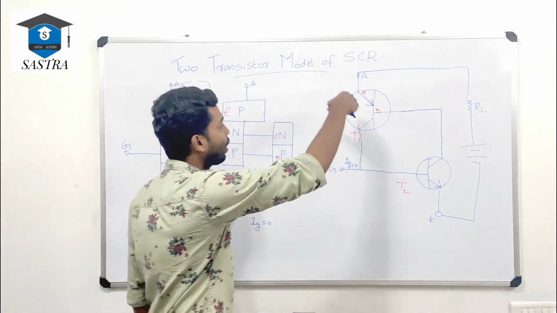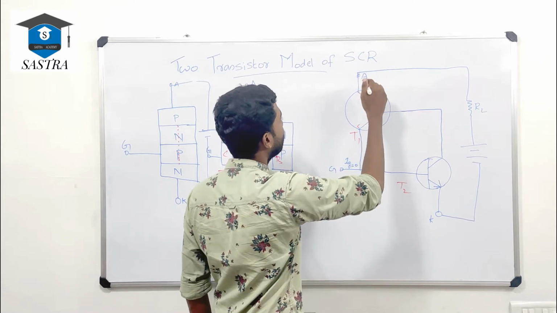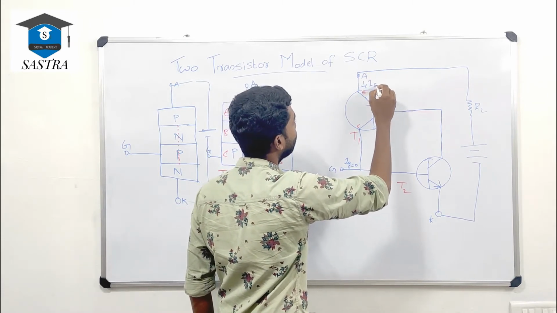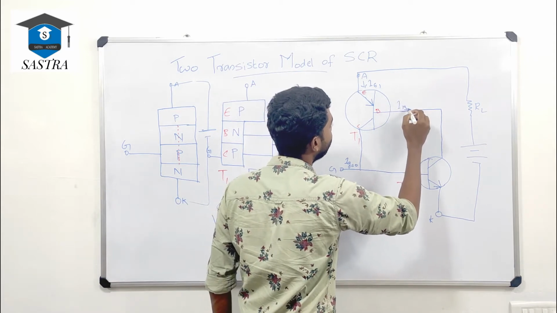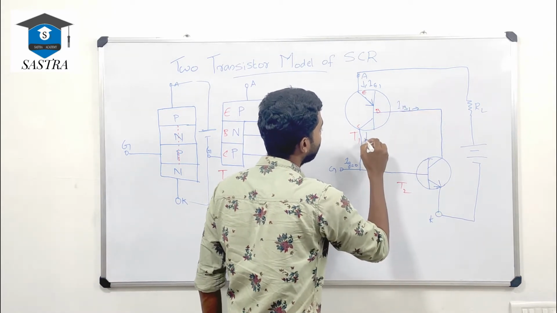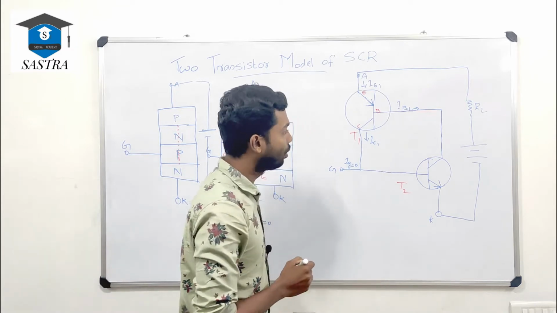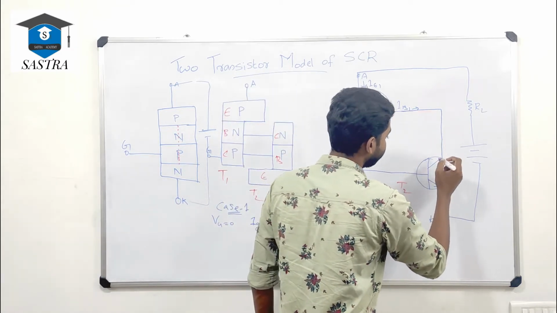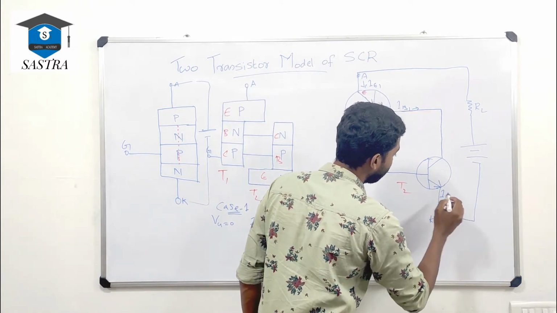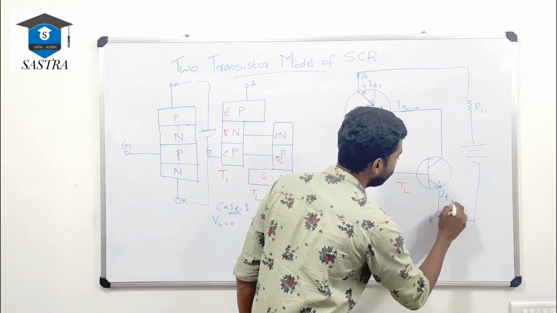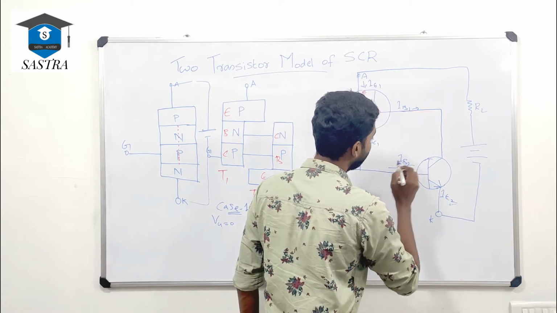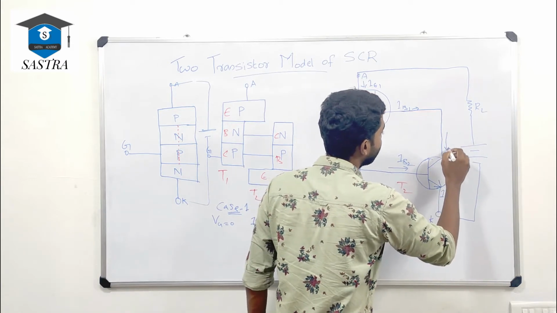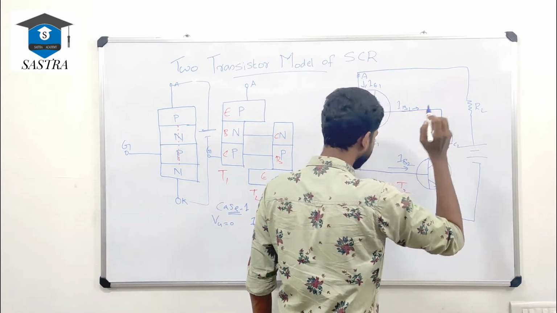Here the currents are marked. This is the anode current or emitter current IE1. This is the base current of the first transistor IB1. The collector current of the first transistor is IC1. Then this is the emitter current of the second transistor IE2. This is the base current of the second transistor IB2. Then the collector current of the second transistor is IC2.